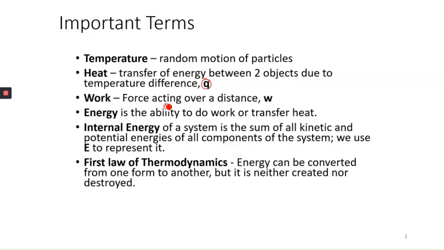Work is a force over a distance, and we use a lowercase w to represent work. Energy is the ability to do work or to transfer heat. Internal energy is just the sum of all the kinetic, which is the energy of motion, and potential energies of all the components of the system. The variable we use to represent internal energy is capital E. And the first law of thermodynamics basically says energy is conserved. You can transfer it from one form to another, but you cannot create or destroy it.